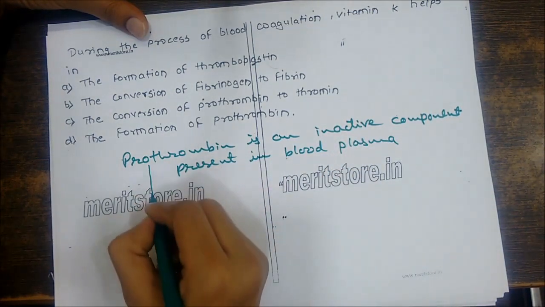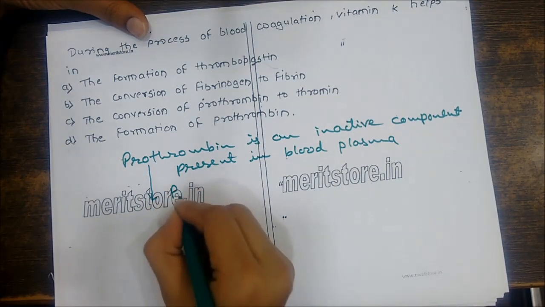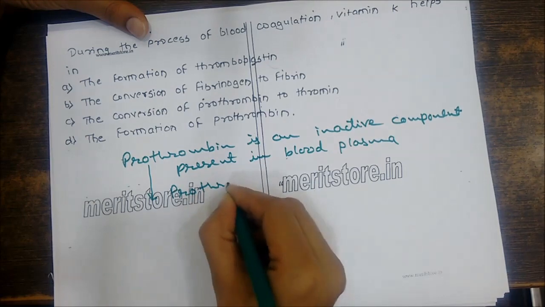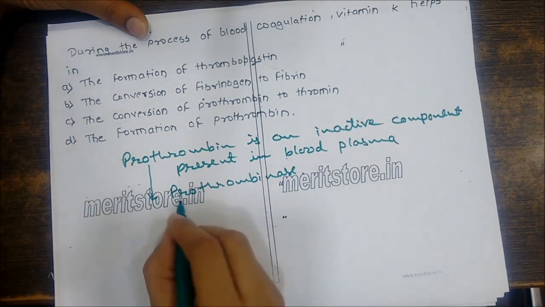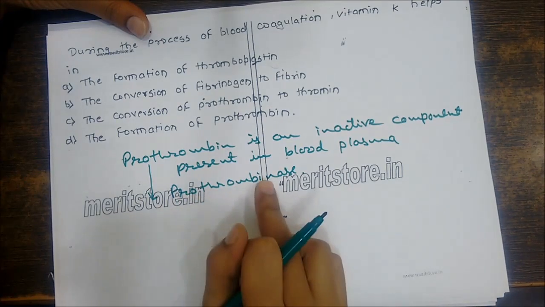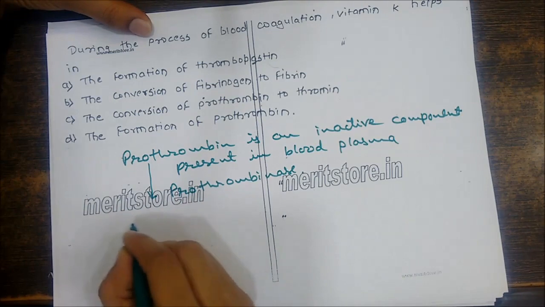This inactive component, in the presence of prothrombinase, which is a kind of enzyme, will convert into thrombin protein. In the presence of the enzyme prothrombinase, this inactive component prothrombin converts into thrombin.